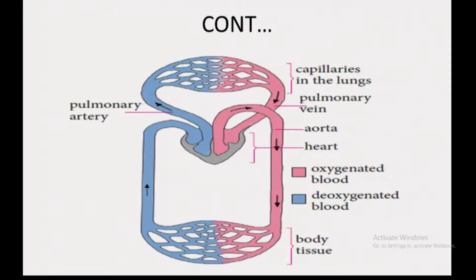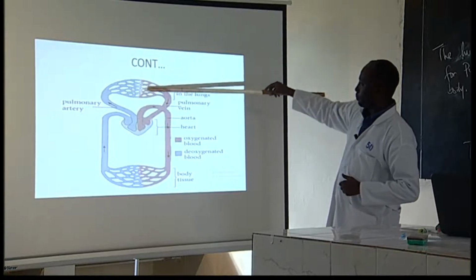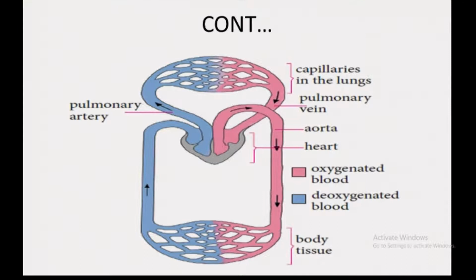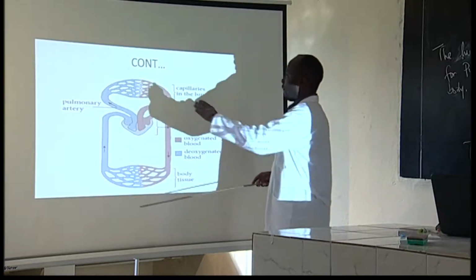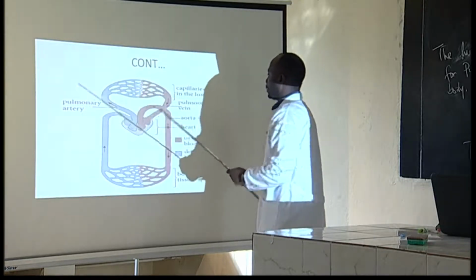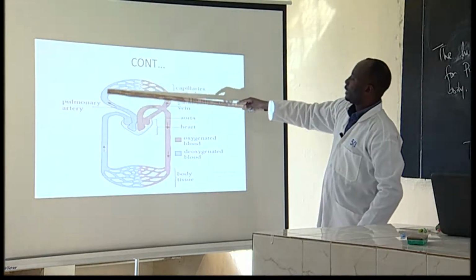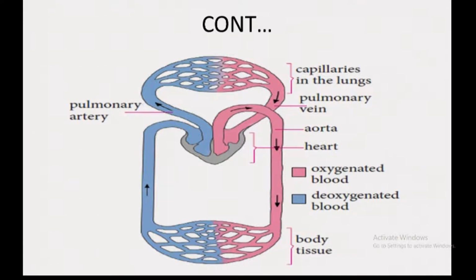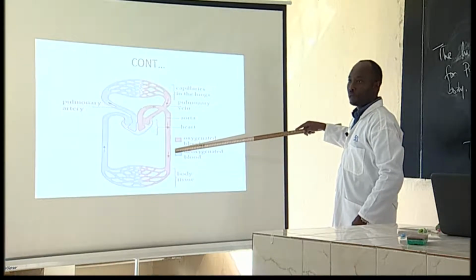We have oxygenated blood. We have deoxygenated blood. We have very many parts that make up this circulatory system. We have the pulmonary artery. We have capillaries in the lungs. We have the pulmonary vein. We have the aorta. We have the heart and the body tissues. On this side, the chamber, which is reddish in color, shows the blood is oxygenated, the blood with oxygen.